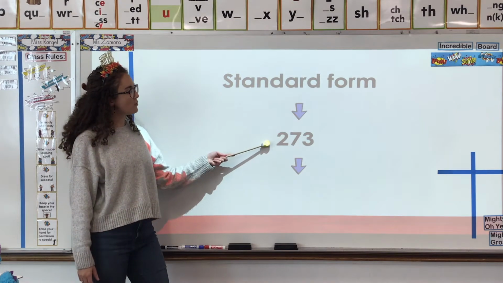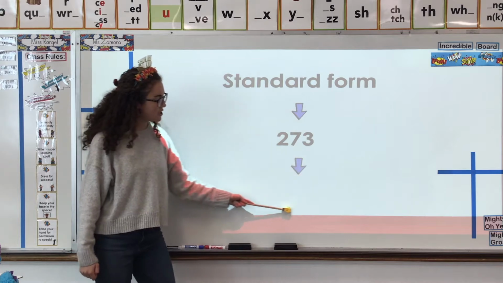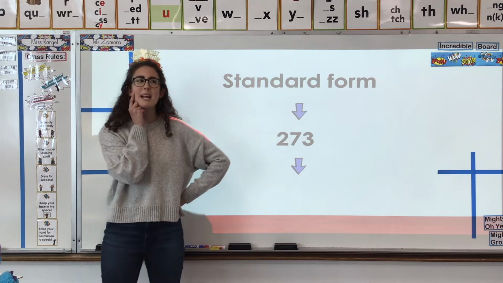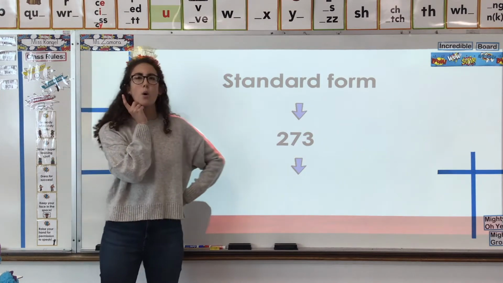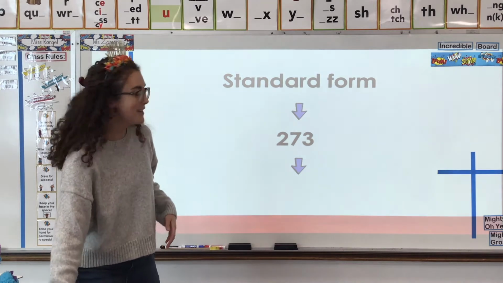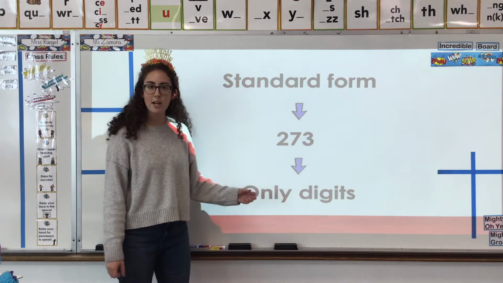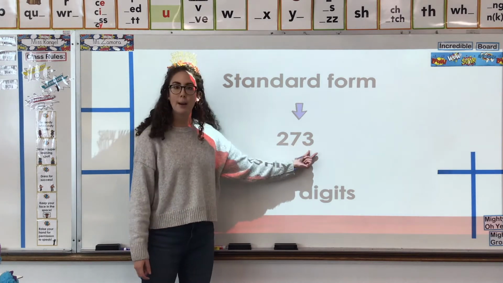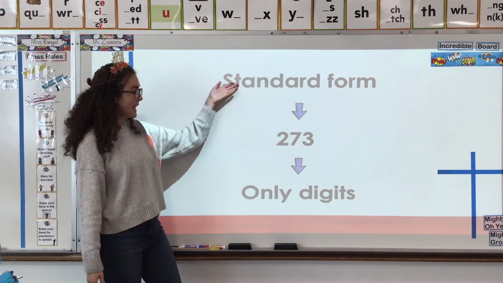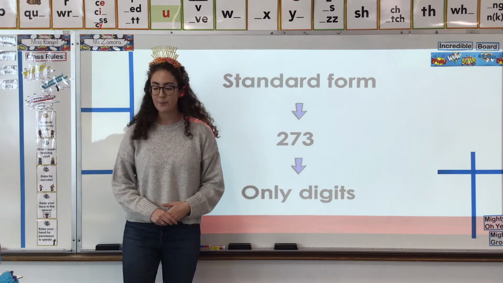What does it mean to write a number in standard form? Can you tell me the definition of standard form? It means to write a number using only digits. Remember, digits is the vocabulary word for the individual numbers that are within a bigger number. So, in standard form, we only use digits to express a number.